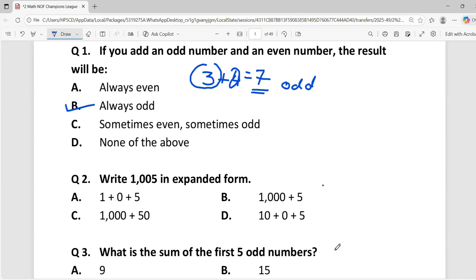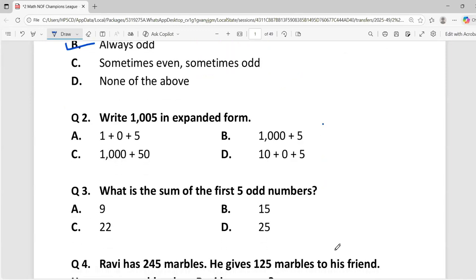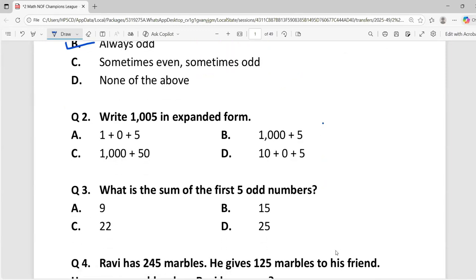Second, write 1005 in expanded form. So in expanded form, it will be 1000, that is the first place value, and 5, which is in the units place. So option B is correct for question number 2.